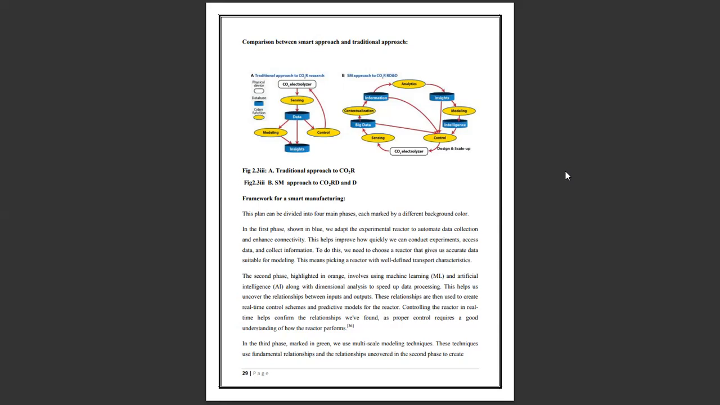The second phase, highlighted in orange, involves using machine learning, ML, and artificial intelligence, AI, along with dimensional analysis to speed up the processing. This helps us uncover the relationships between inputs and outputs. These relationships are then used to create real-time control schemes and predictive models for the reactor. Controlling the reactor in real time helps confirm the relationships we have found, as proper control requires a good understanding of how the reactor performs.